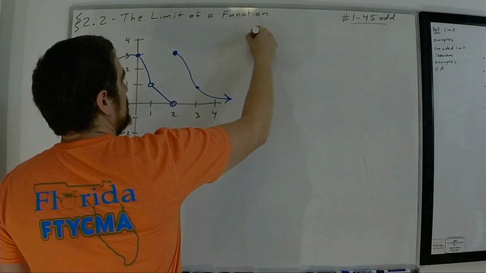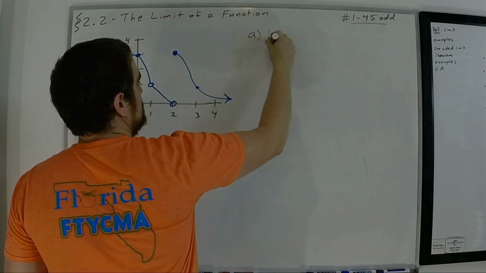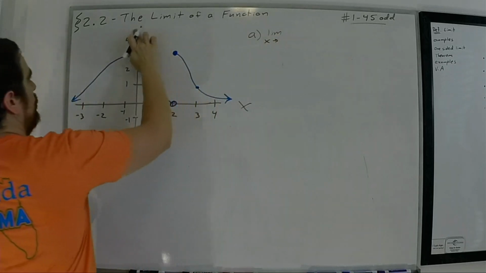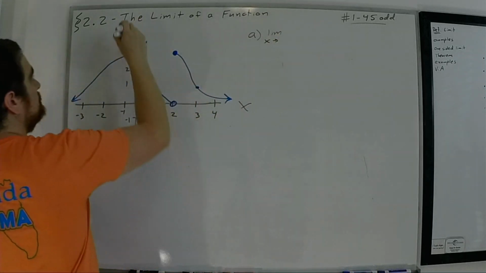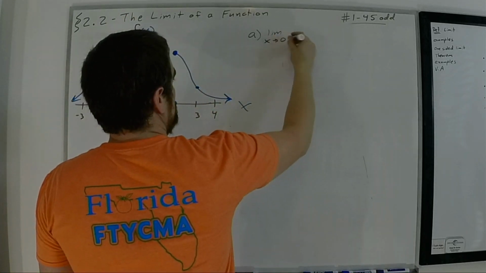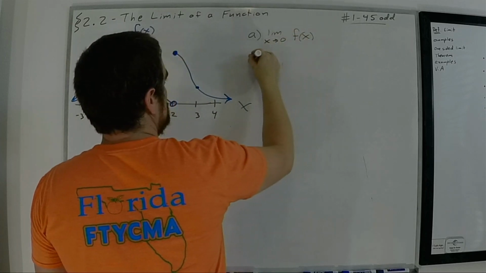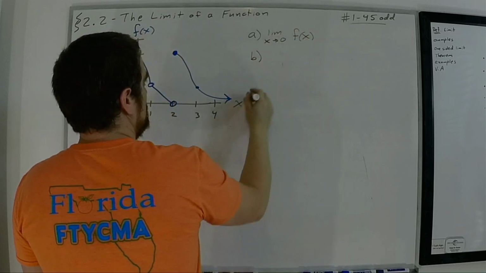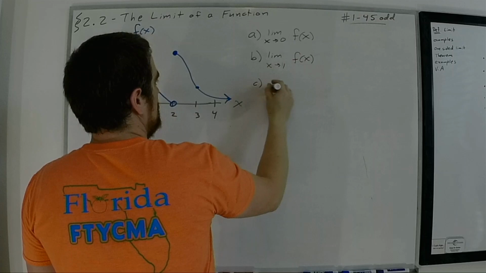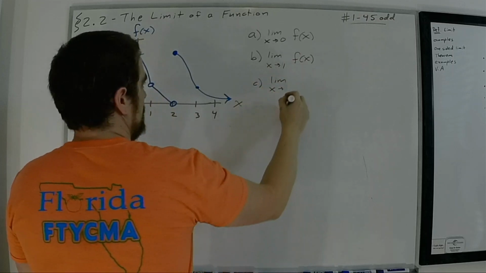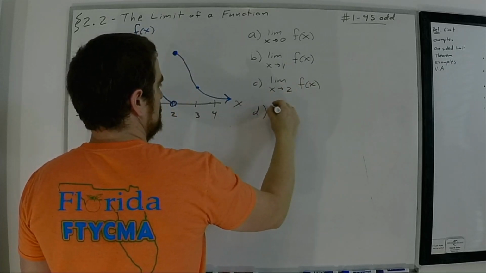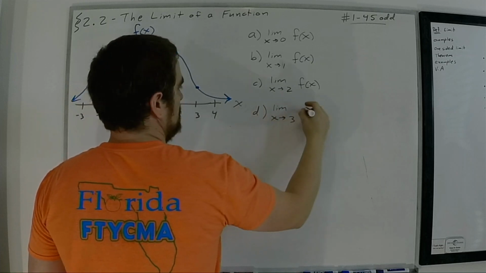So let's say we want to look at the limit as, and this is the x-axis, by the way, this is the y-axis, well, let's not call it y, let's call it f of x. Let's say we want to look at the limit as x goes to 0 of f of x. The limit as x goes to 1 of f of x. The limit as x goes to 2 of f of x. And the limit as x goes to 3 of f of x.